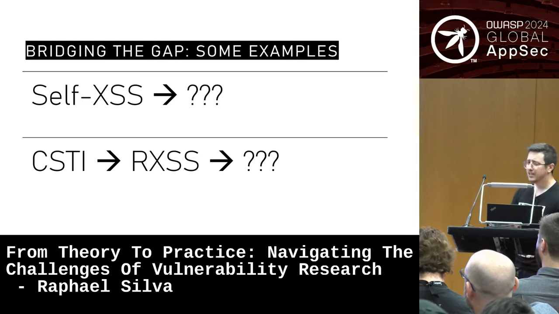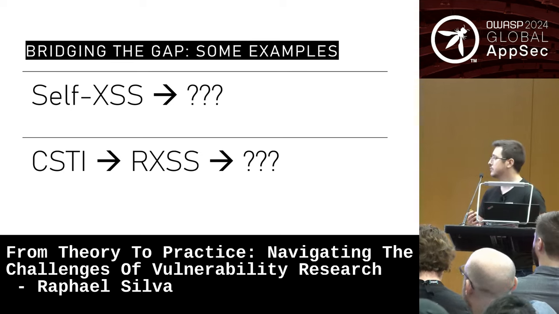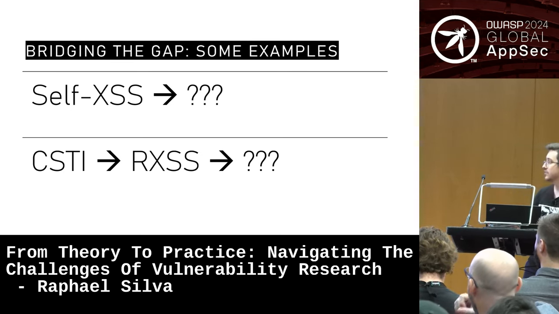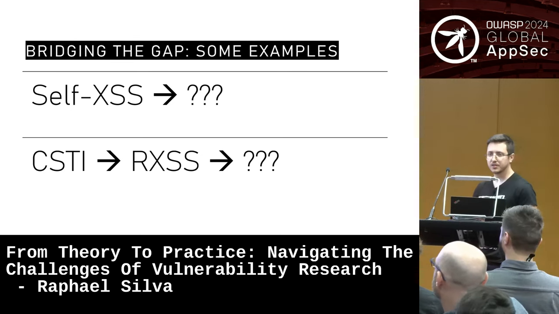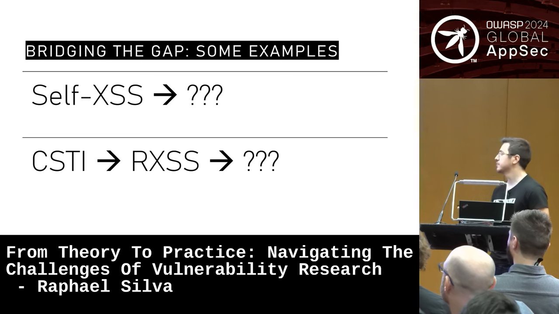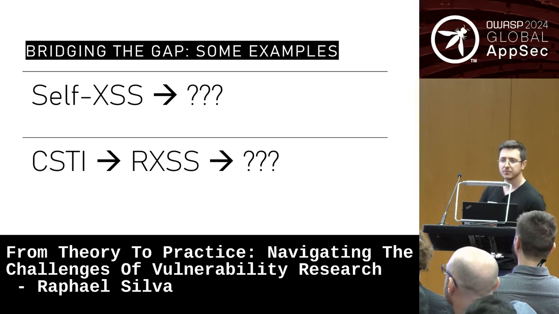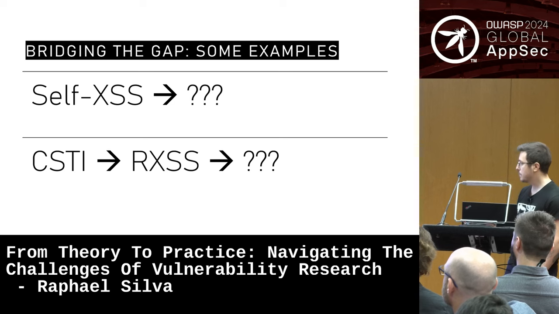Okay. I do hope here that I can share with you a couple of examples that will help me exemplify this transition and some of the stuff that I hope you can learn and take away from this. My first example is a self-XSS, which I found. These are real vulnerabilities in real websites that I have found in the last couple of months. And the other one is a CSTI turned to reflected XSS.